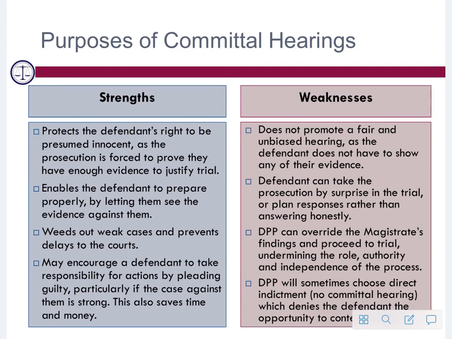Another strength of committal hearings is that it enables the defendant to prepare properly by letting them see the evidence against them. However, a corresponding weakness is that defendants can take the prosecution by surprise in the trial and plan responses rather than answering honestly. Another strength is that committal hearings weed out weak cases and prevent delay to the court. However, the DPP can override the magistrate's finding and proceed to trial regardless, undermining the role, authority, and independence of the process.